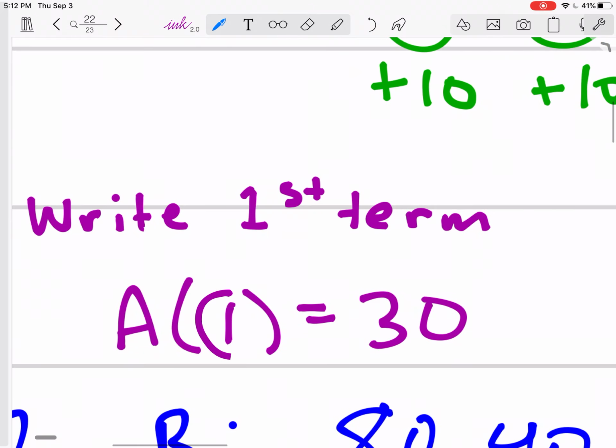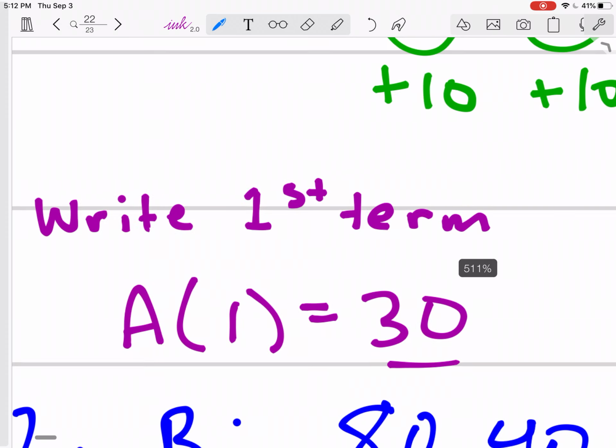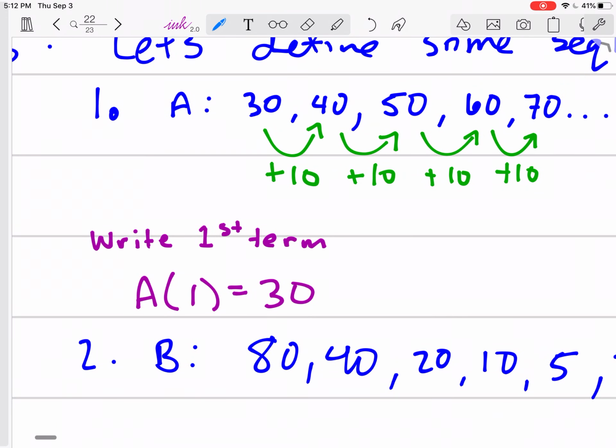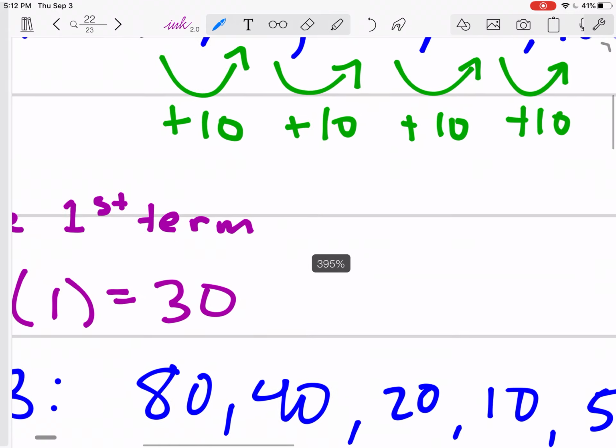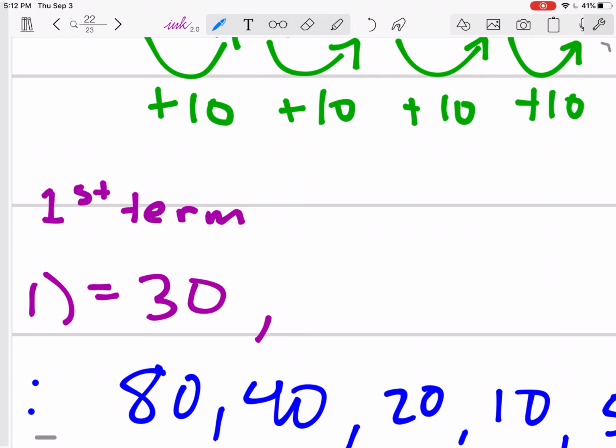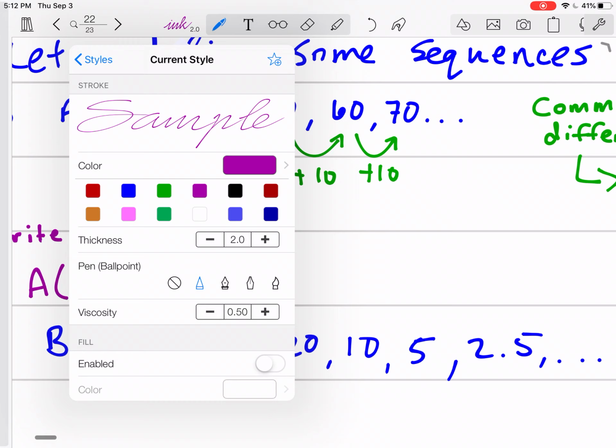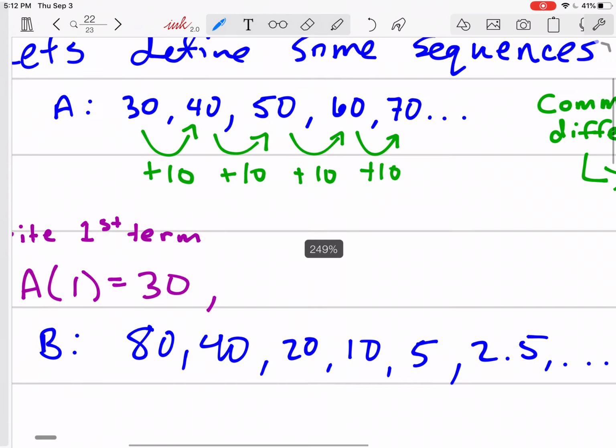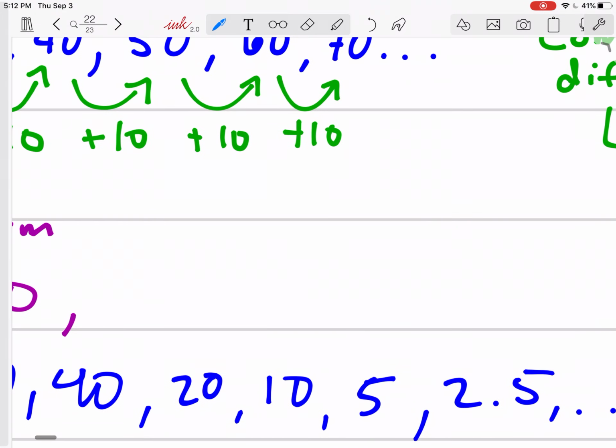This means that this is the first term of sequence A. That's what this A of 1 means right here. The first term of sequence A. And we know that it's equal to, well, 30. So that's how we start out our recursive definitions every time we need to say what to start with. The first term in this case is 30. After that, we're going to define how to get to the next term. This is where our actual rule starts to follow.